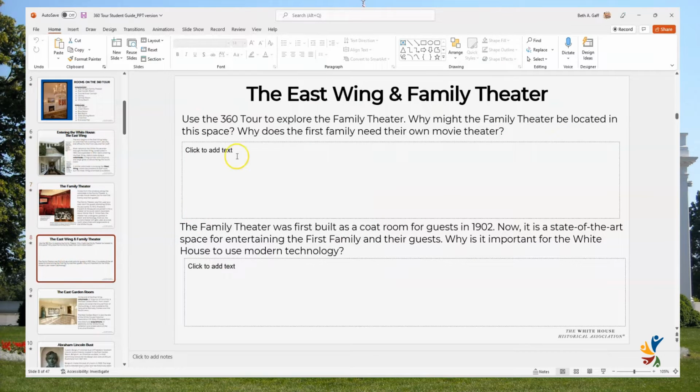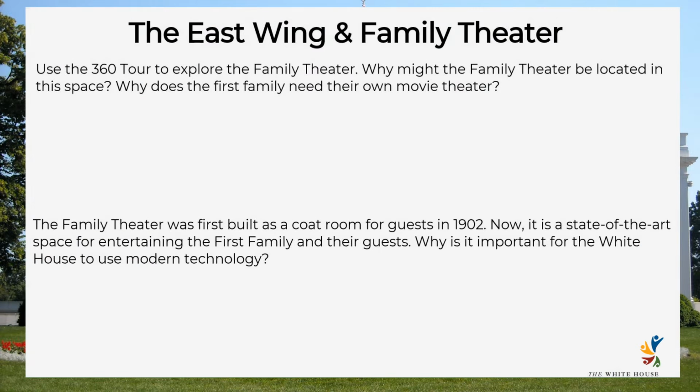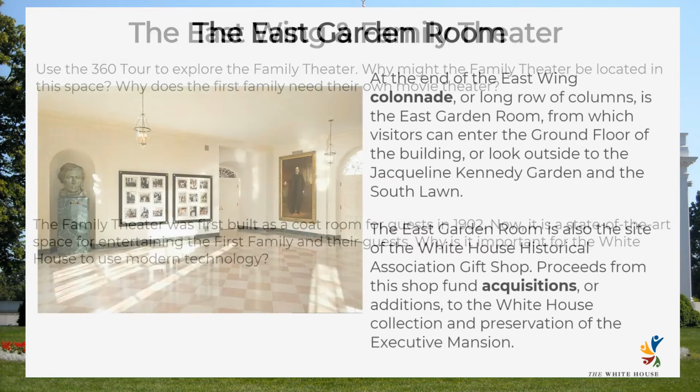So they would need a private theater just so that they could watch their movies as they would like, having it in the White House. So therefore, they would not have to go out into the public, I would imagine. The family theater was built as a coat room for guests. Now it is the state-of-the-art space for entertaining for the first family. Why is it important for the White House to use modern technology? So they are able to watch the most current stuff, I would imagine. I don't know. Maybe you guys can fill this out and come up with these answers as well. So these are just a couple of questions that have to do with the East Wing and the Family Theater.